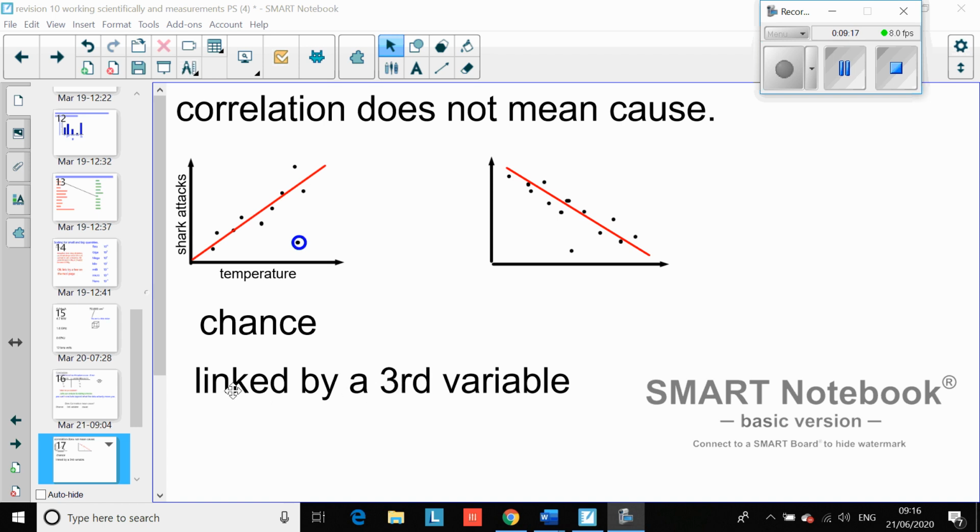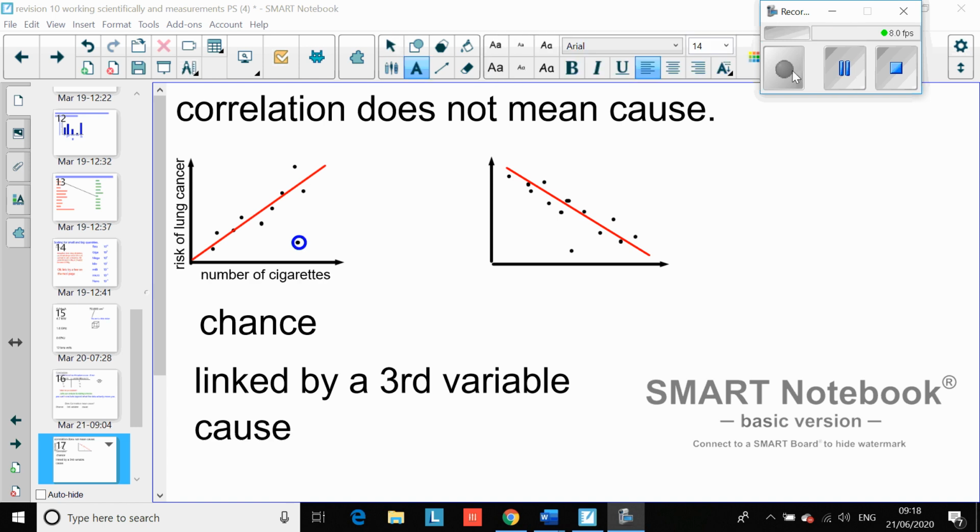So once again, pause the video, write down that, maybe just quickly copy that into your book, and then explain using the example of shark attacks what I mean by linked by a third variable. So temperature doesn't mean you get more shark attacks. What is the third variable that links them? Okay, so pause the video and do that now, please.